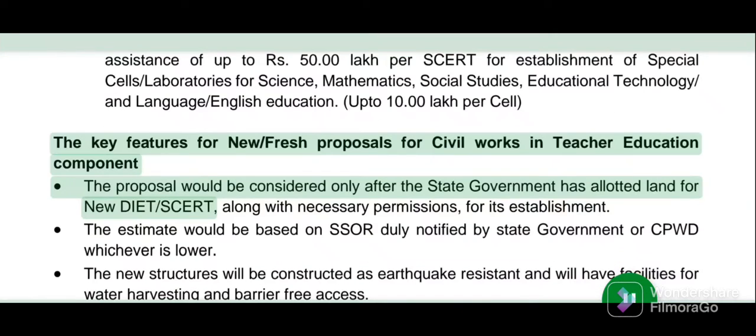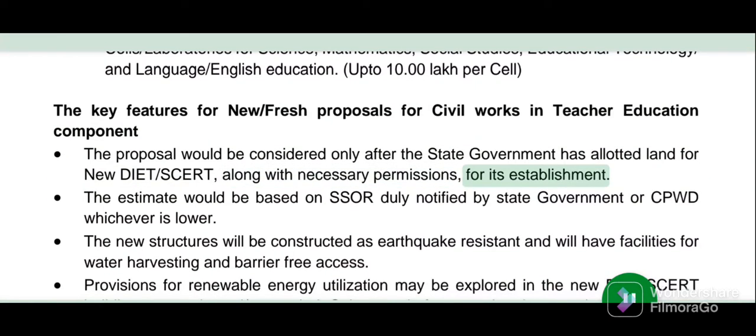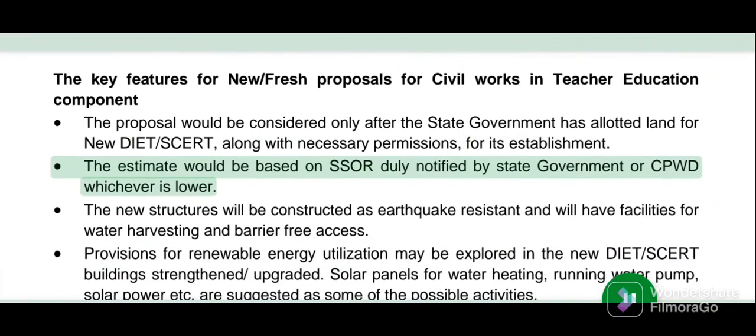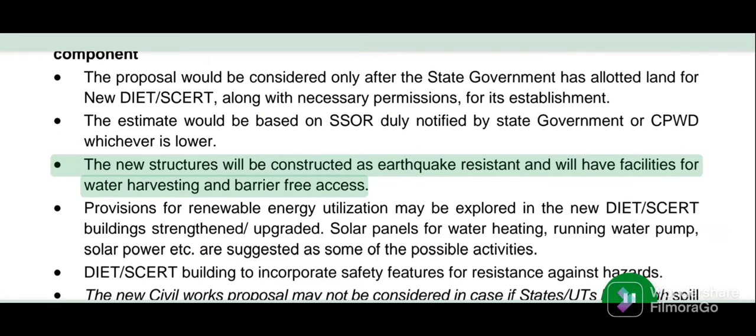The key features for new, fresh proposals for civil works in the teacher education component: the proposal would be considered only after the state government has allotted land for a new DIET or SCERT, along with necessary permissions, for its establishment. The estimate would be based on the SSOR duly notified by the state government or CPWD, whichever is lower. The new structures will be constructed as earthquake resistant and will have facilities for water harvesting and barrier-free access.